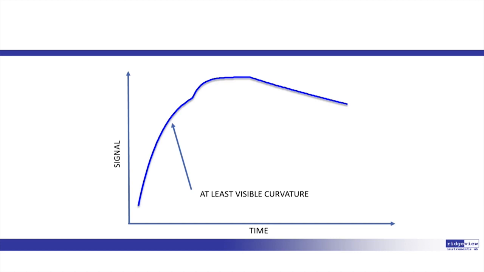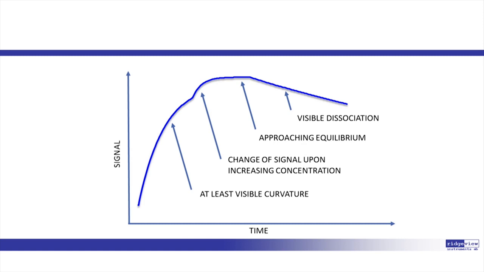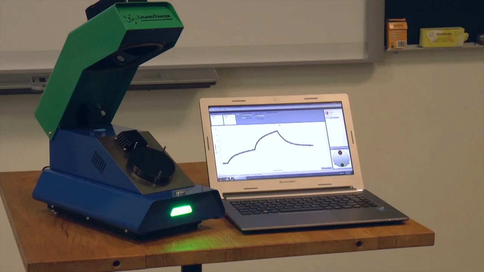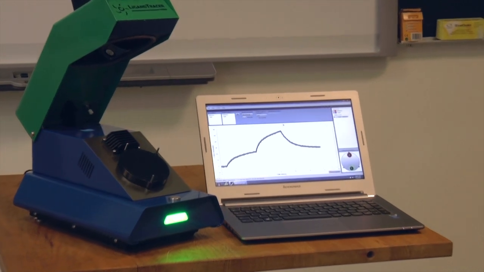In the ideal case, there is visible curvature at low concentration. The curve shape changes when concentration increases, the interaction approaches equilibrium, and there is a visible dissociation. When you see all this, you most probably have good data. I have exemplified the time-resolved interaction measurement using ligand tracer data, but everything I have said is general and applicable to other time-resolved methods. The approaches may differ a bit.